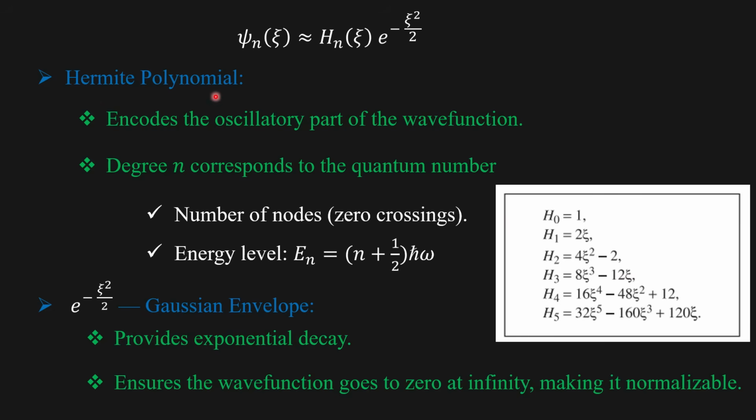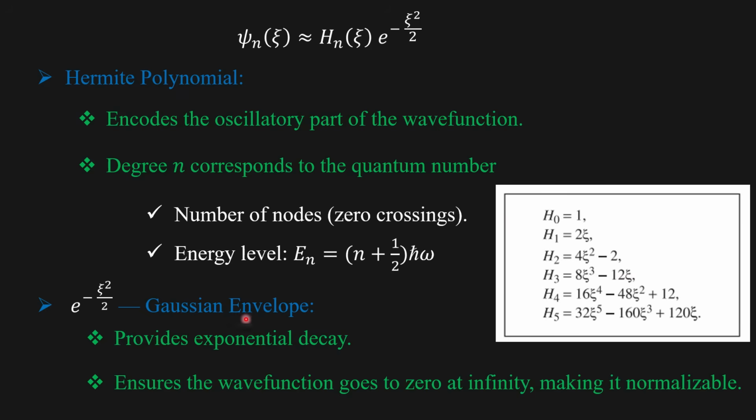This Hermite polynomial basically encodes the oscillatory part of the wave function, and degree n corresponds to the quantum number, that is, the number of nodes, zero crossings. I will explain what is zero crossing in due course of this lecture. And the energy level E sub n is equal to n plus half h cross omega, and you can see there is a Gaussian term.